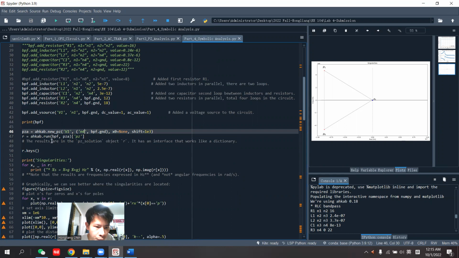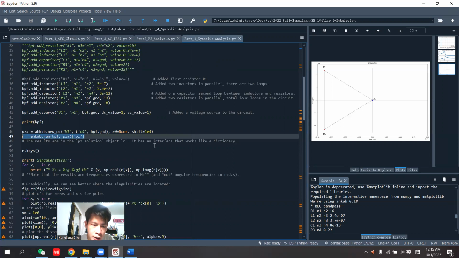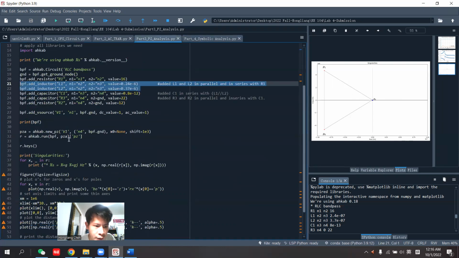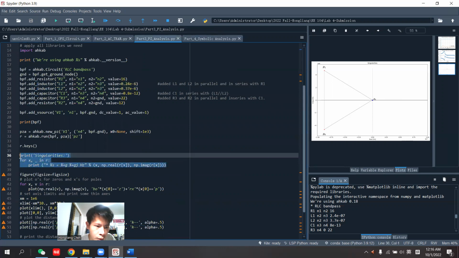In this case, I could check the output voltage and see its behavior. This operation here is an interface that works like a dictionary. Then I could generate the poles and zeros, as we did in part 3, and we actually have the same operation.